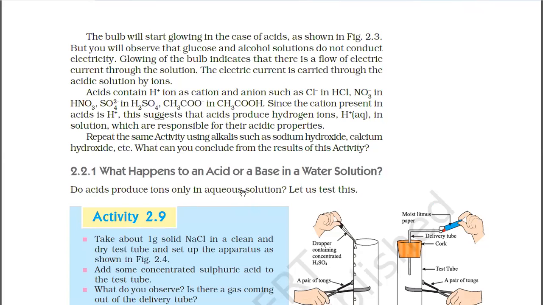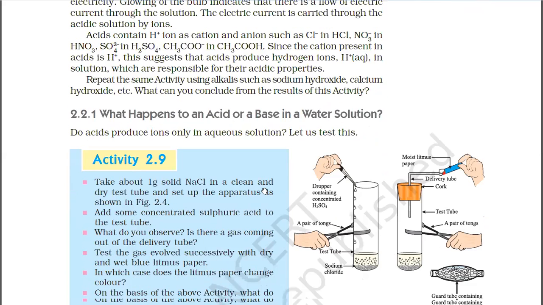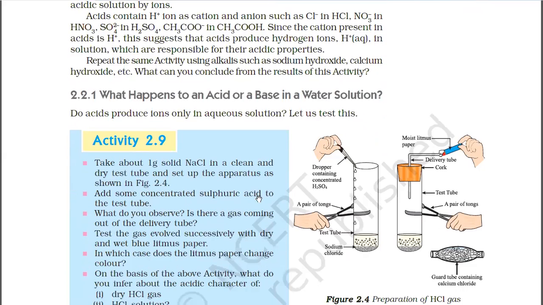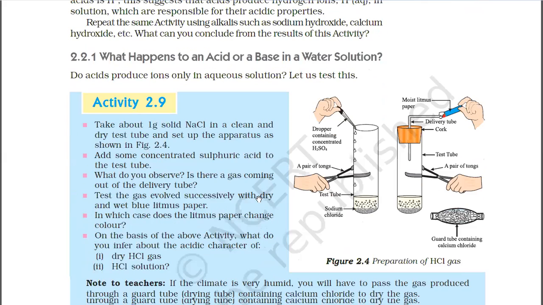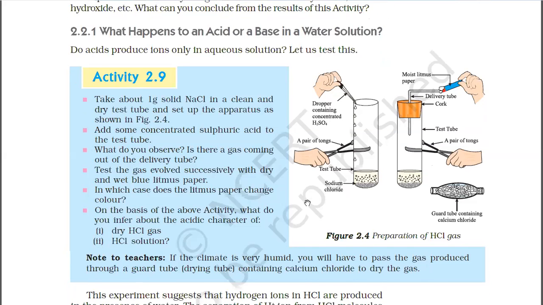Repeat the same activity using alkalis such as sodium hydroxide, calcium hydroxide, etc. What can you conclude from the results of this activity? What happens to an acid or a base in a water solution? Do acids produce ions only in aqueous solutions? Let us test this. Activity 2.9.